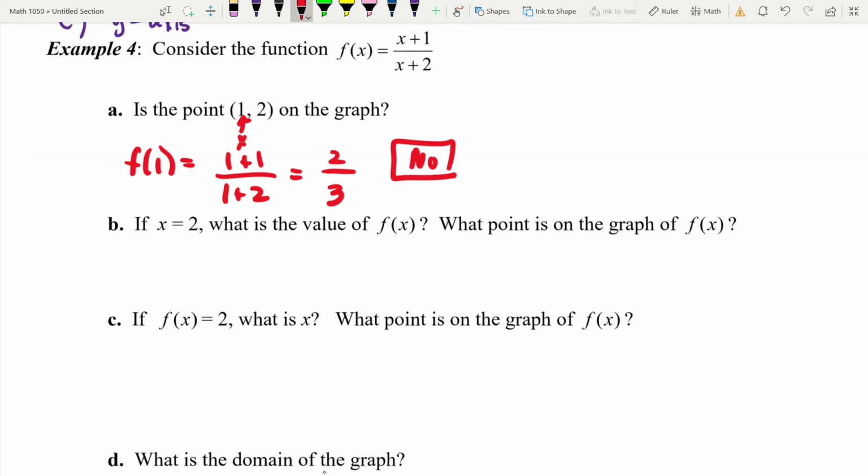So what I just found is that the point 1, 2/3 is on the graph. So if 1, 2/3 is on the graph, why can't 1, 2 be on the graph? Tell me that. Say it again. It says consider the function. It won't be a function anymore, right? Because then the x's would repeat. So perfect. Good job.